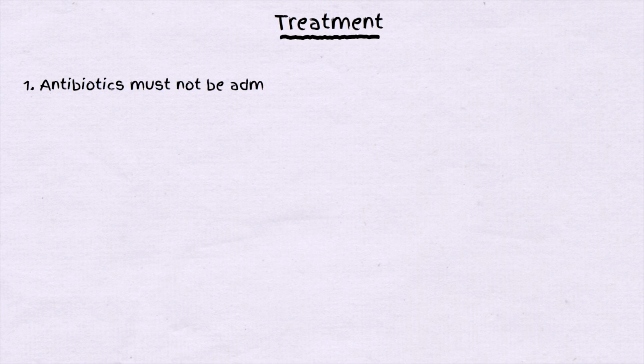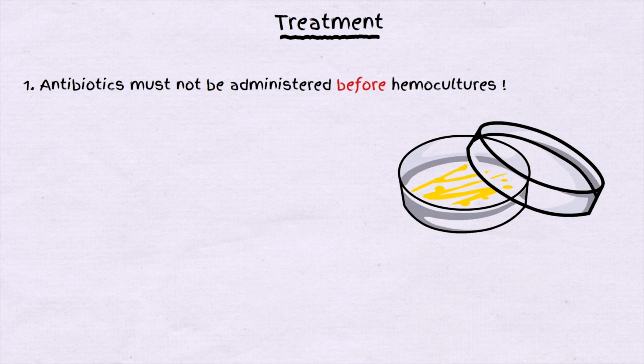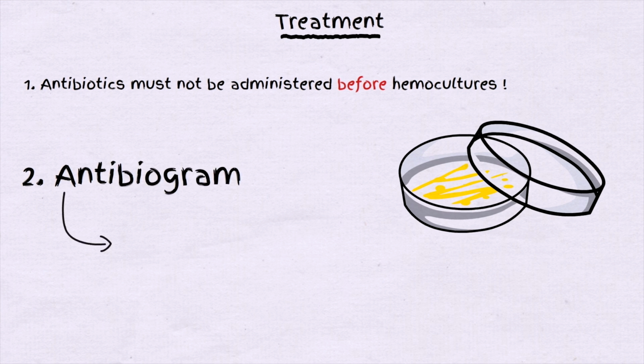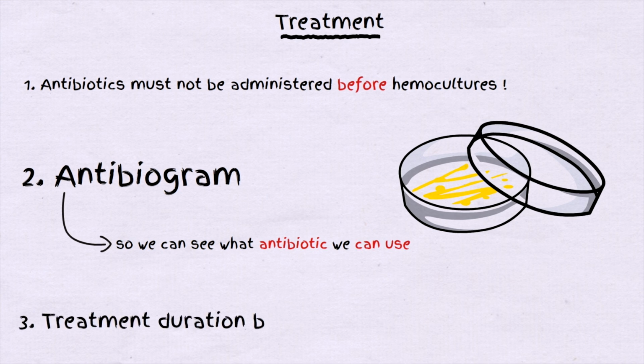How can we treat infective endocarditis? First things first, antibiotics must not be administered before hemocultures, because it would impact the results. Well, the first step is to make an antibiogram alongside the hemoculture, in order to check the sensibility of the bacteria, so we can see what antibiotic we can use. Based on what type of bacteria we may find, the duration of the treatment is between 4 and 6 weeks. The treatment will be intravenous.